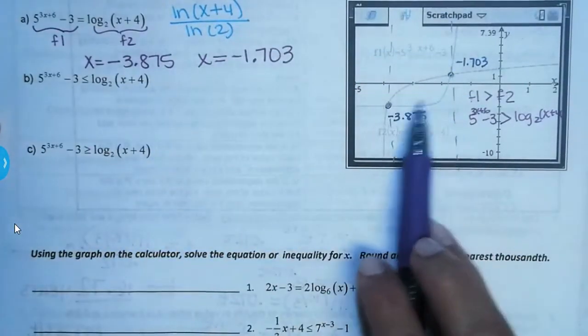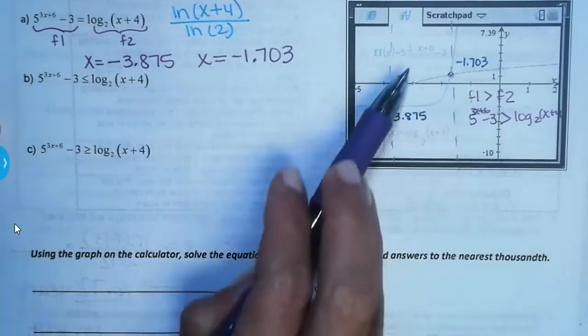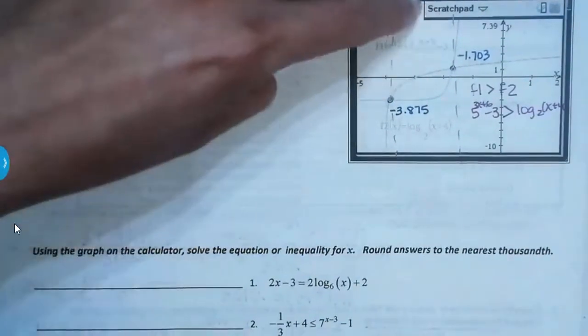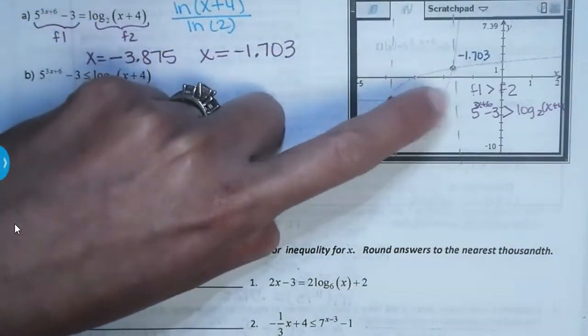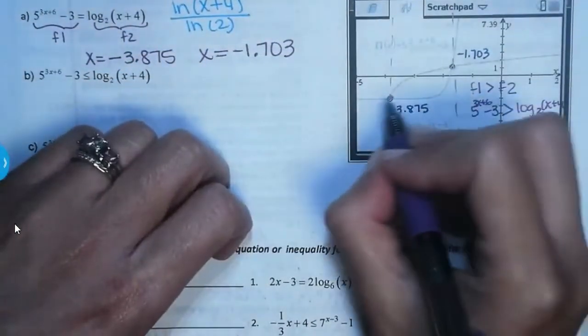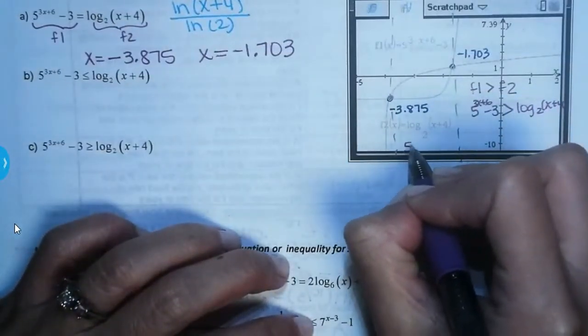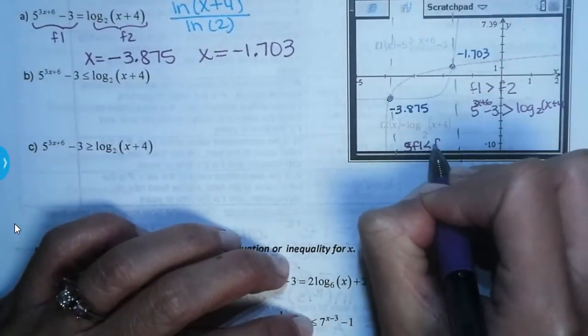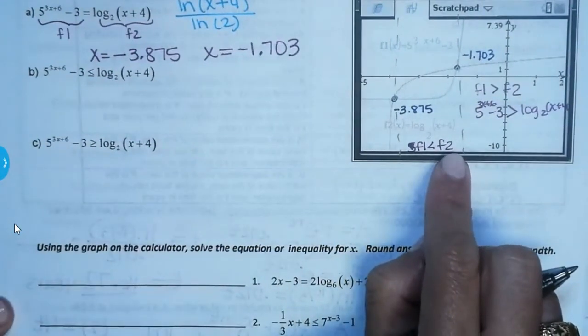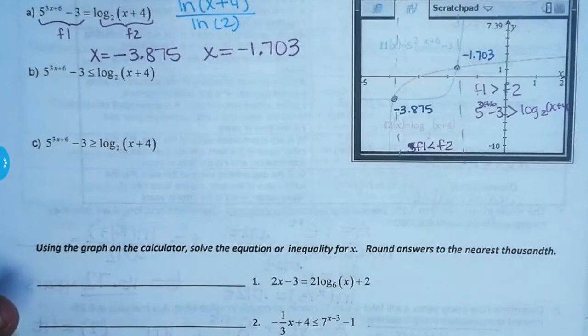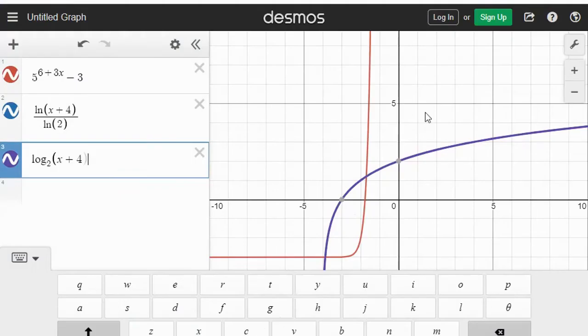Same thing in between the 2 intersections. If you look from top to bottom, you see the log graph first, which is the red one, and then you'll see the exponential. So that means that in between the intersections, your F1 is less than F2. So your exponential is less than the log. And you can see the same thing on the decimals. Same situation, you see the log first and then the exponential.